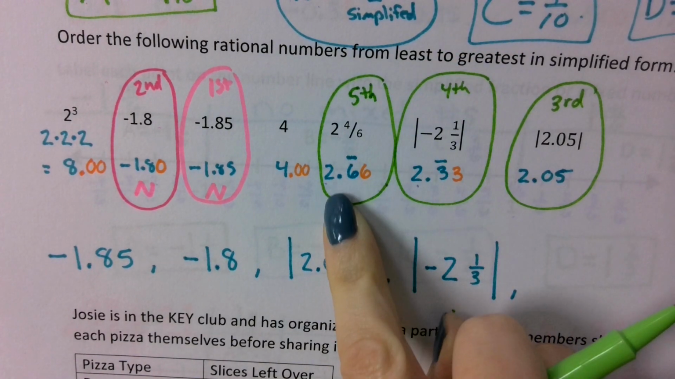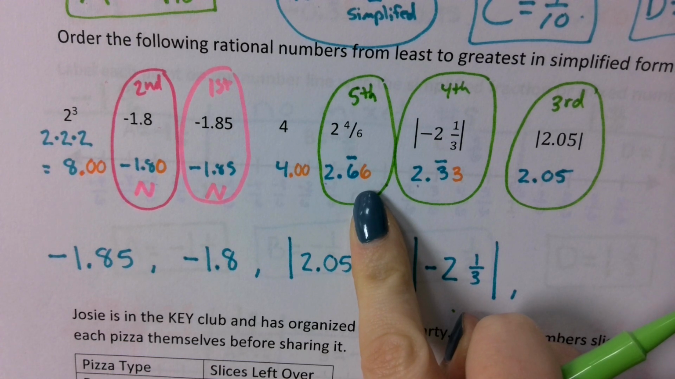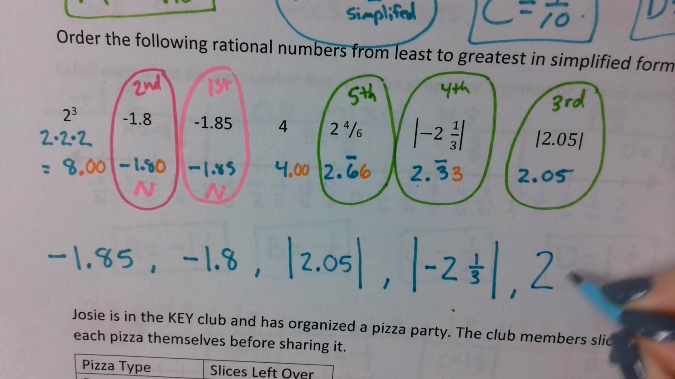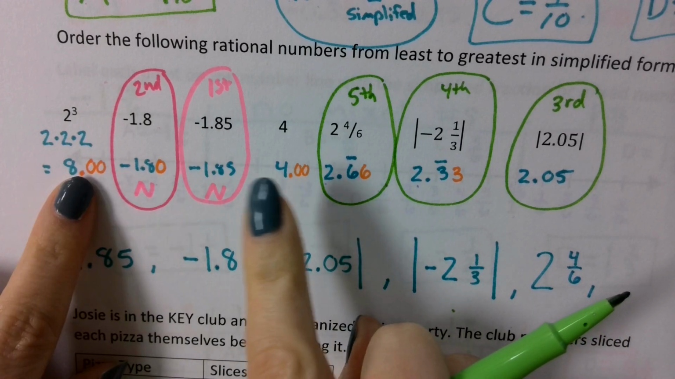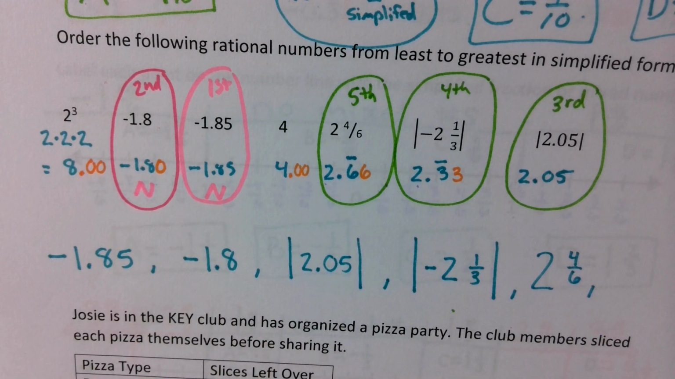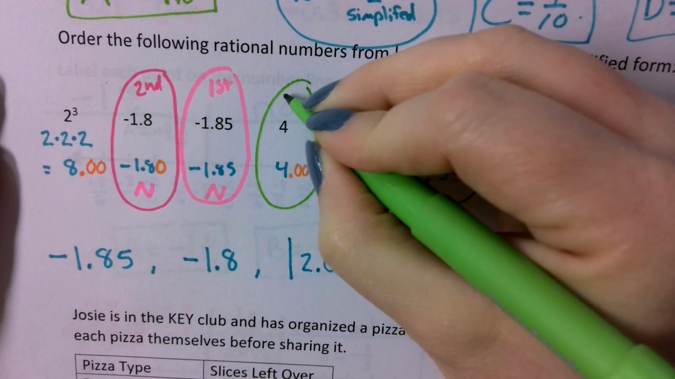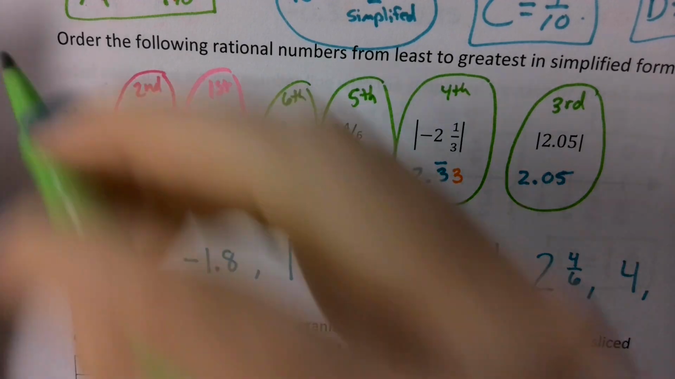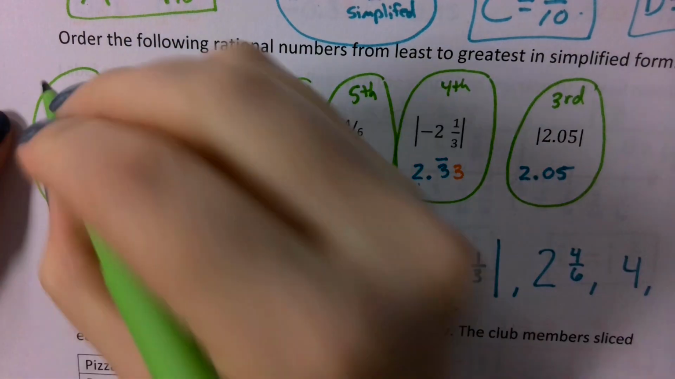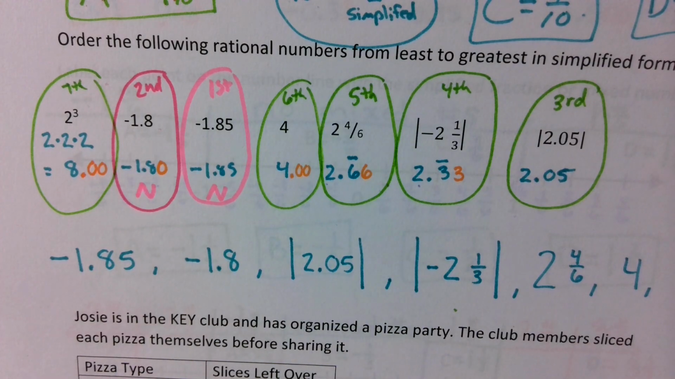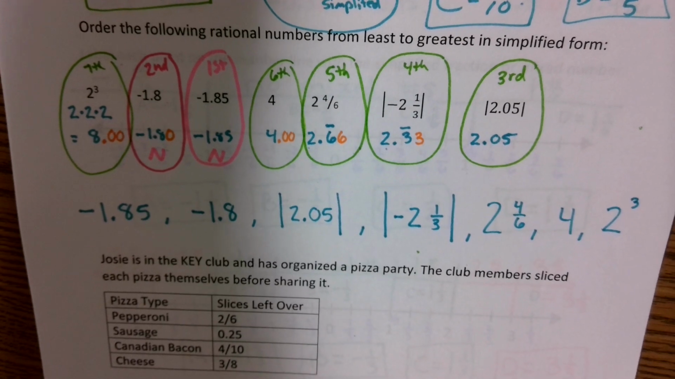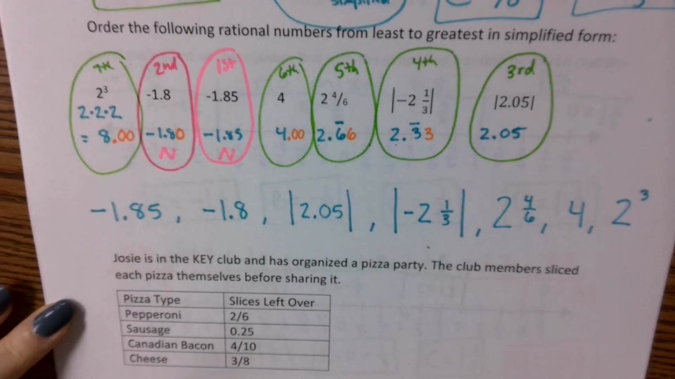But again, are we going to put 2.6 repeated? No. What are we going to write? We're going to write 2 4/6. We're going to write it in its original format, 2 4/6. All right, so then which one's the next smallest? 8 or 4? 4, right? That's going to be our sixth value, which in its original format is just a 4. And then our last one is our seventh value. That's 2 to the third power, right? We always put them in their original format. And there's our order from least to greatest.